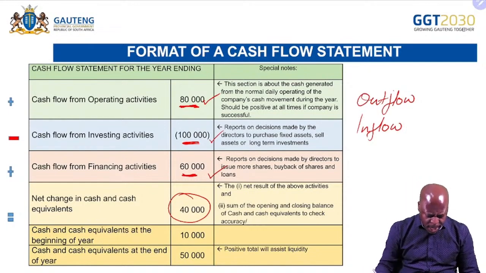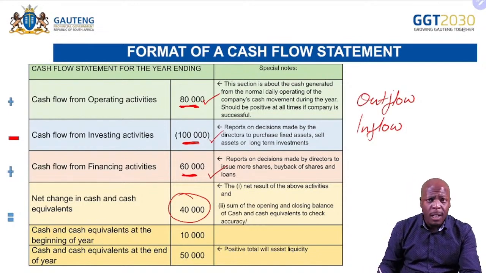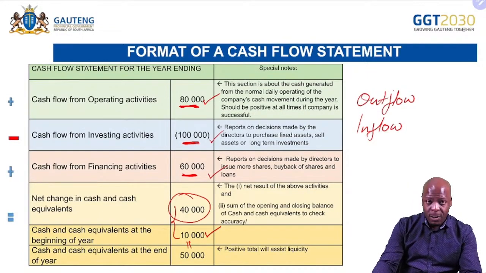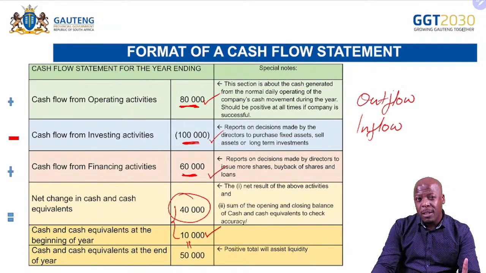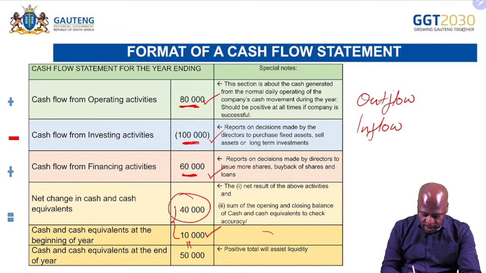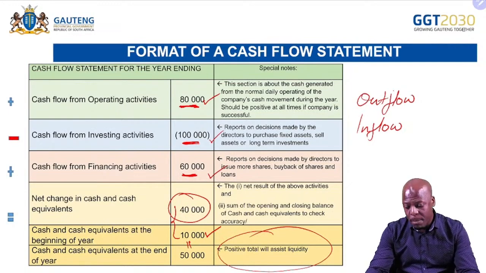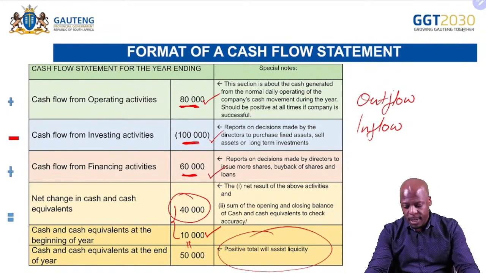Then you're going to have cash and cash equivalents at the beginning of the year, which is 10,000. If you add these two, that is your 40 plus your 10, it should then give you 50,000, which is cash and cash equivalents at the end of the year. It is important, boys and girls, to note that a positive total will assist the business with liquidity. So remember, here we're dealing with cash, so we will also talk about liquidity.